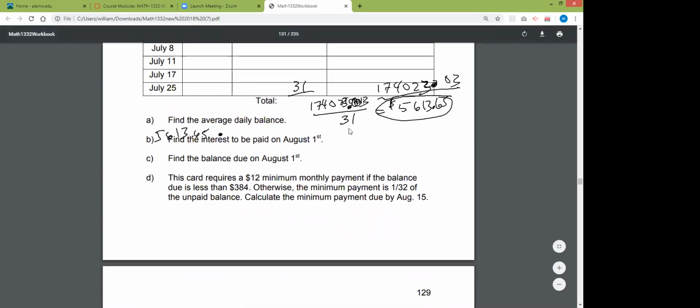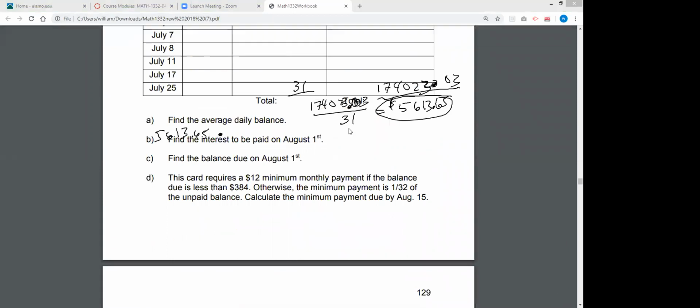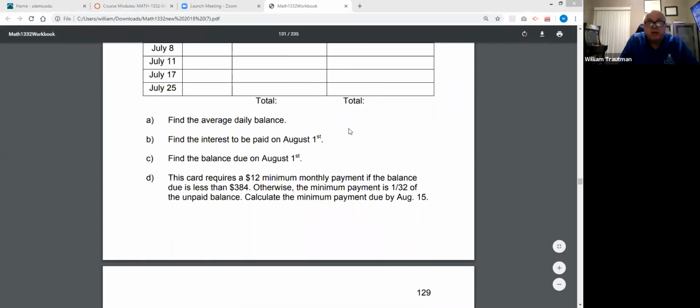Did I miss it? Wait, are you sure it's not 1.6%? Yes, 1.6%. Okay, because you just said 1.6. Okay. Yeah, it's 1.6%. I'm sorry.